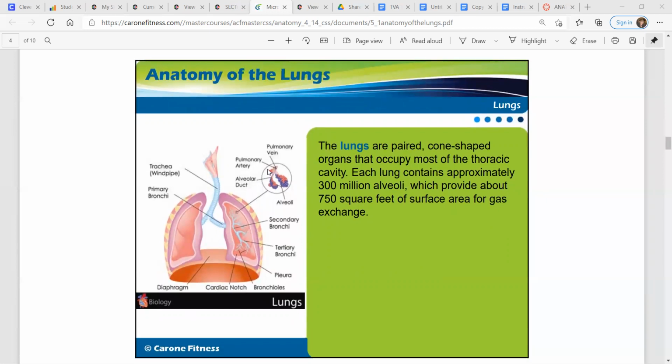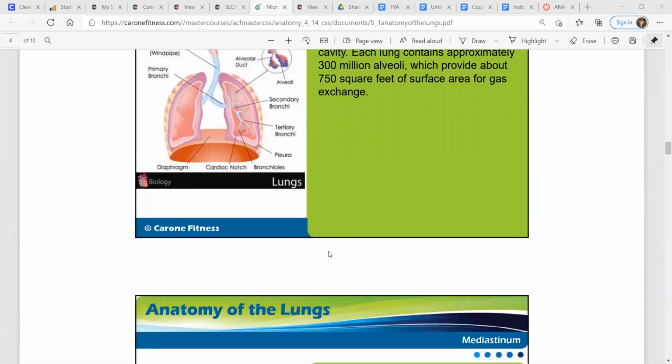The lungs are paired, cone-shaped organs that occupy most of the thoracic cavity. Each lung contains approximately 300 million alveoli, and that provides about 750 square feet of surface area for gas exchange. Here we have the lungs, and it shows all the other components around the lungs.